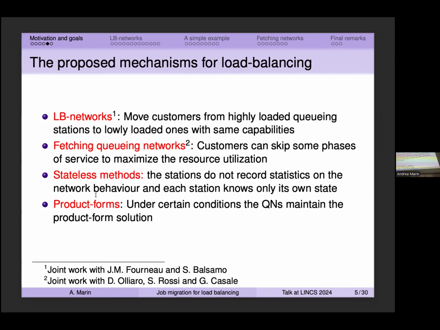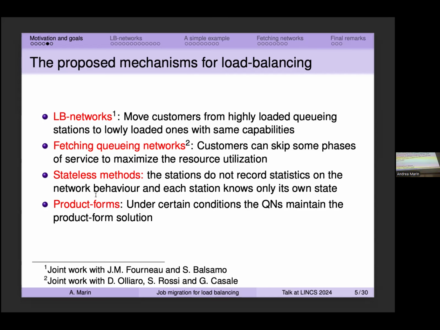But if you skip some filtering phases, the quality of the result is lower, but sometimes this is done for performance reasons. So for example, to maximize the throughput of your system. For all these methods, we are looking for conditions that allow the analytical tractability of the model, so for models that are in product form.